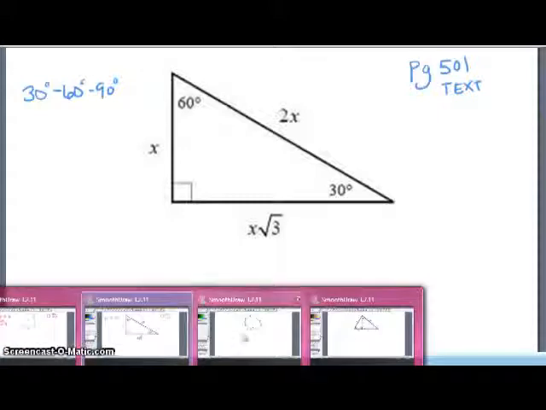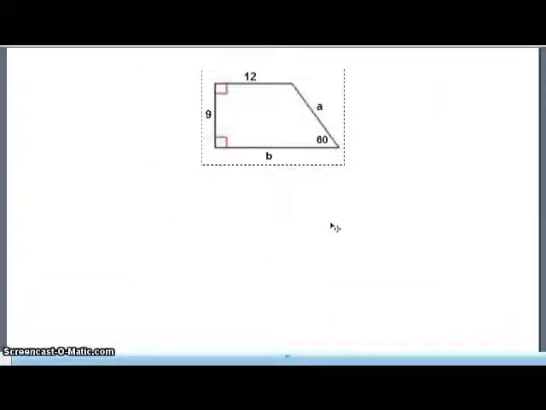So I chose two sort of tricky examples. Here's the first one. This is a right trapezoid, and you are given a 12 at the top, a 9 on the side, and a 60-degree angle right here. You are asked to find a, which is this slanted side here, and b, one of the bases of the trapezoid. Now, when you have a figure and you don't know where to start, I would always start by trying to break it up into something you do know how to work with. Something that I think we all know how to work well with is a rectangle.